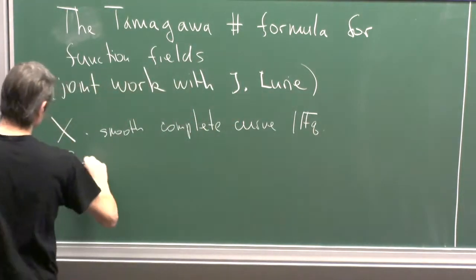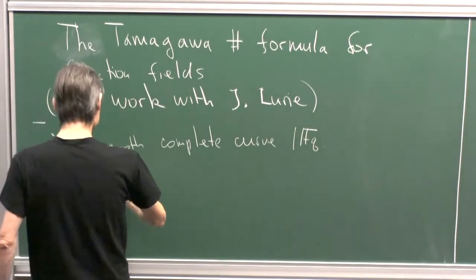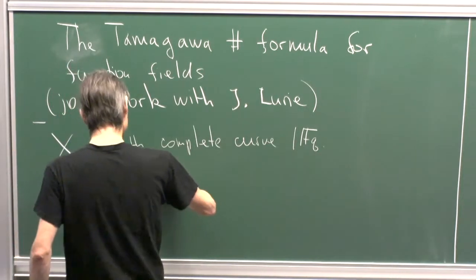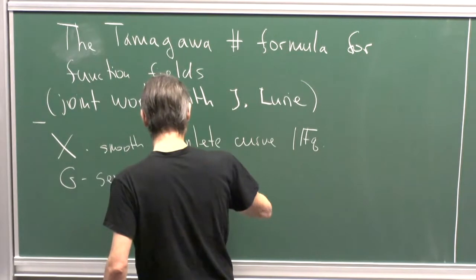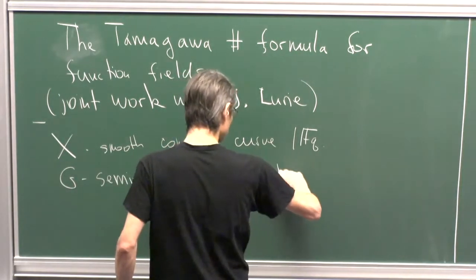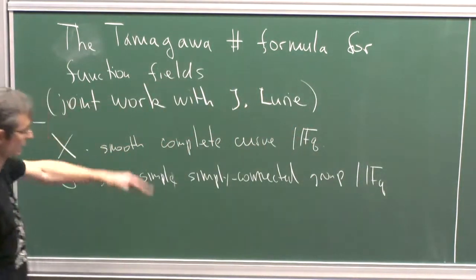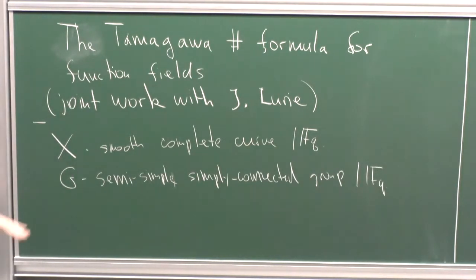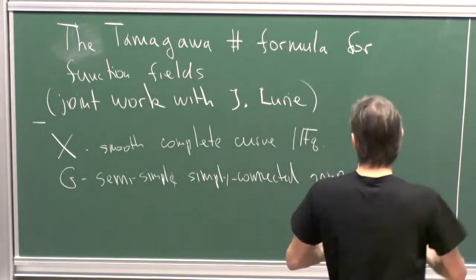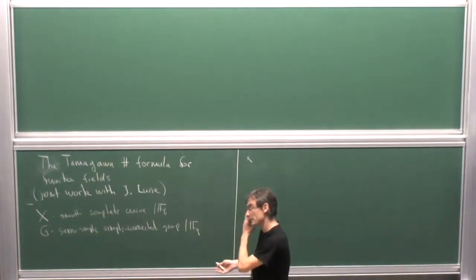And we fix G to be semi-simple and simply connected group. And to simplify, I'll fix it to be over the ground field. More generally, this story works for groups over the field of rational functions on the curve. Okay, so I'll present the formula in geometric terms. It's not the classical way in which one presents the Tamagawa number formula.